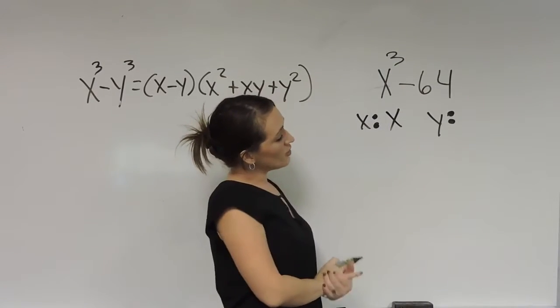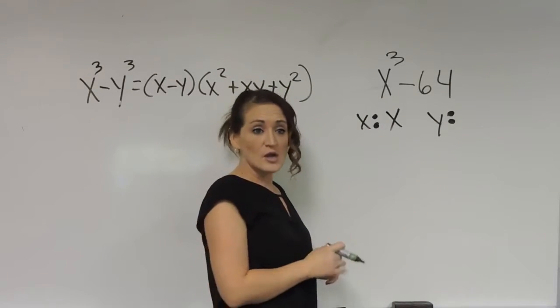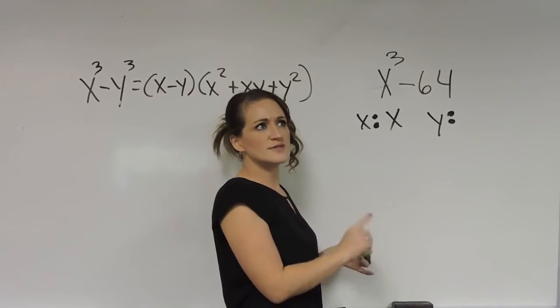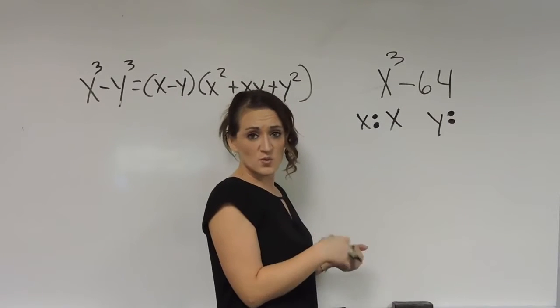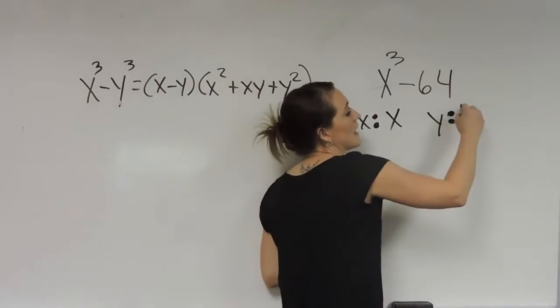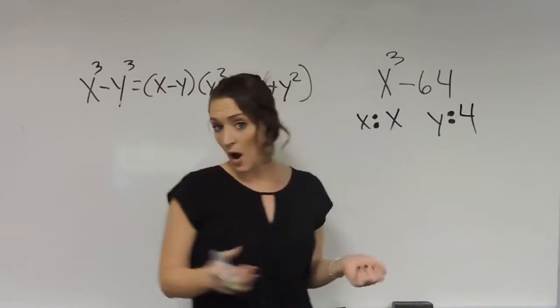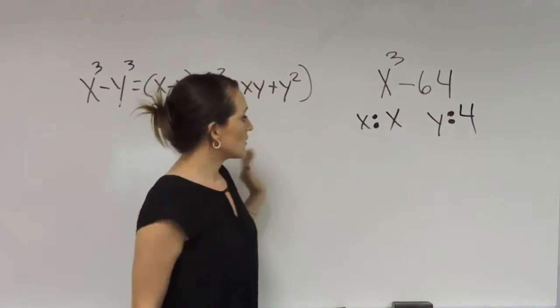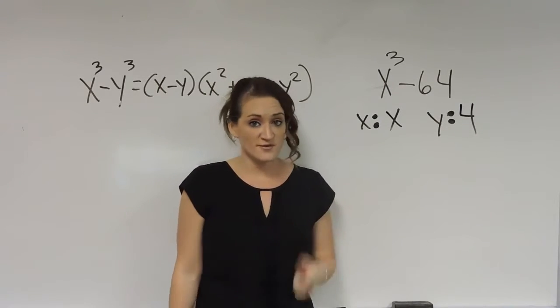Our y term over here is what times what is 64. So we need to think, well, 2 times 2 times 2, 3 times 3 times 3, and so on. What times what is 64? To get 64, that is actually 4 times 4 times 4. So these are all perfect cubes here. As long as it meets all three of those criteria, we do know we have the difference of cubes.